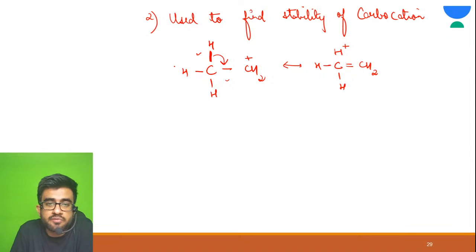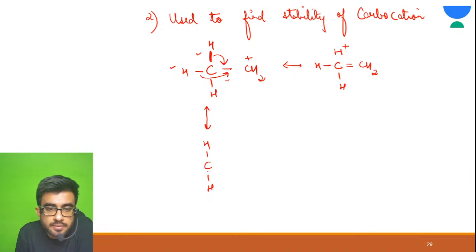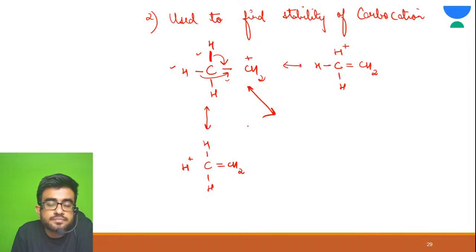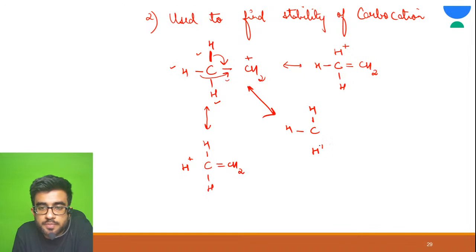Now you must be wondering, the same fate can be of this hydrogen. So again we can make carbon, hydrogen, hydrogen. This bond is coming here. So H plus, double bond CH2. Similarly, the same fate can be of this hydrogen. Here hydrogen, here hydrogen, here it is H plus, double bond CH2.